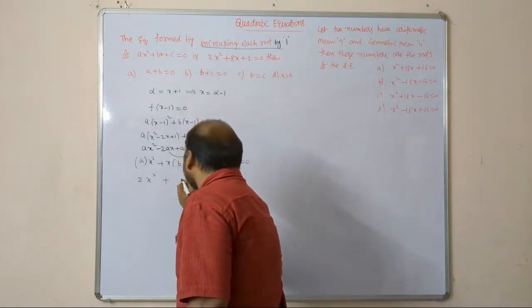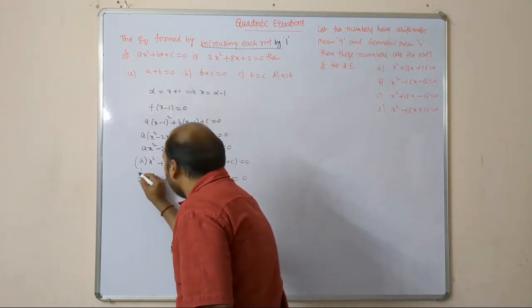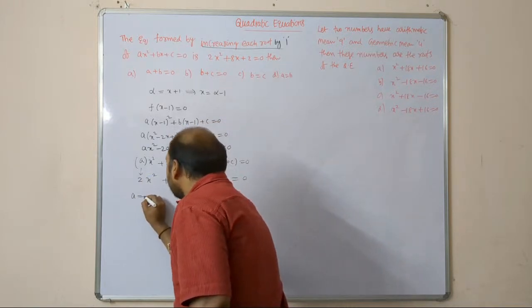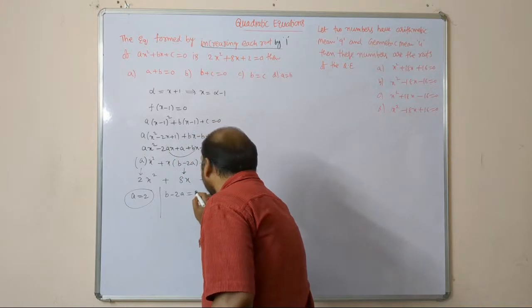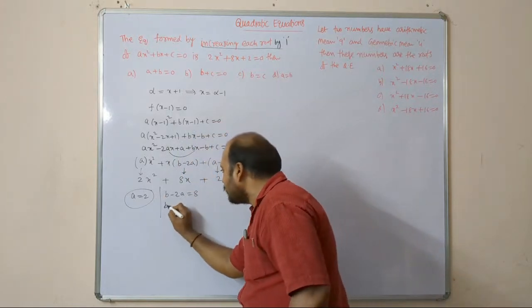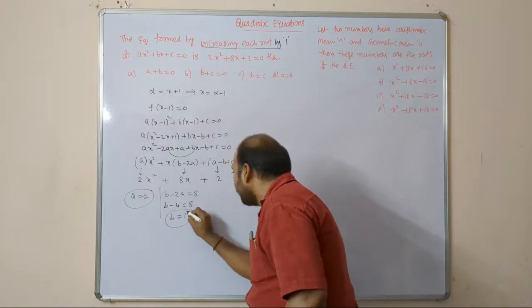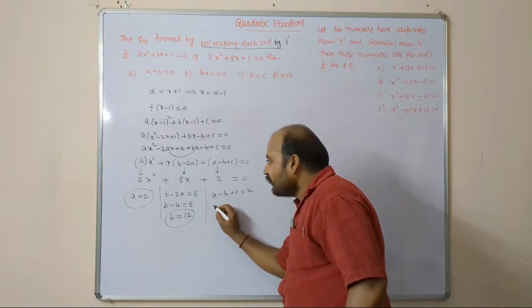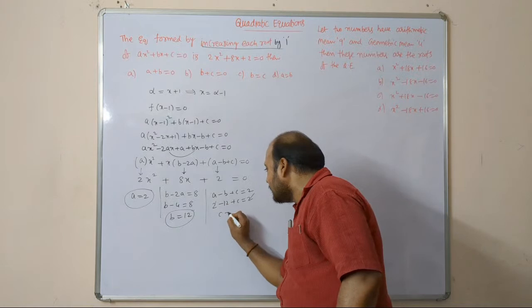This quadratic equation is also given: 2x square plus 8x plus 2 equal to 0. So here comparing these, a is equal to 2. Similarly b minus 2a is equal to 8. A equal to 2 substitute, so b is equal to what? 12. Next, a minus b plus c is equal to 2. 2 minus 12 plus c is equal to 2. The 2 gets cancelled, c is equal to 12.